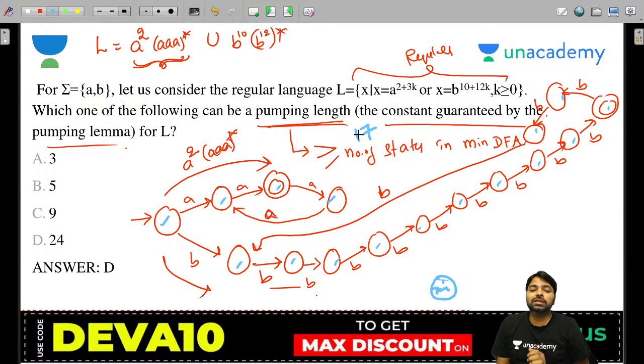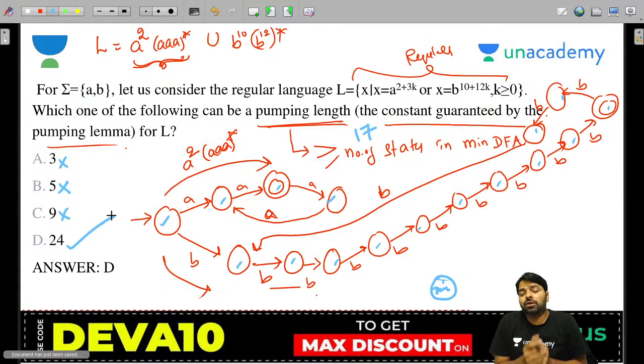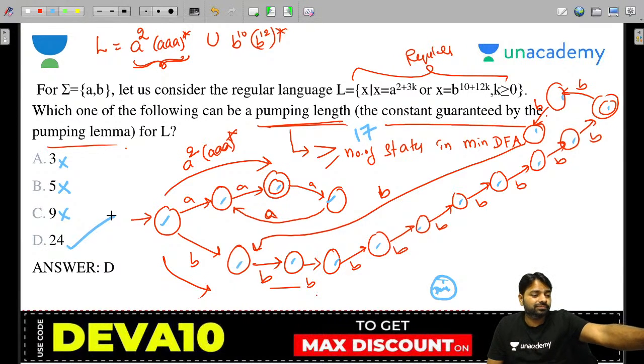So which one of the following? 3 impossible, 3 you should not use, 5, 9 you should not, only 24. In the exam, MSQ is also possible. Now 17, 18, 19, 20 are there, all are right answers. Remember, greater than or equal to 17, that pumping length should be chosen, because here 17 states are there. Now if I keep the length constant at less than 17, maybe you cannot prove the pumping lemma, or you cannot prove the language is regular. Okay, that is the problem we have.